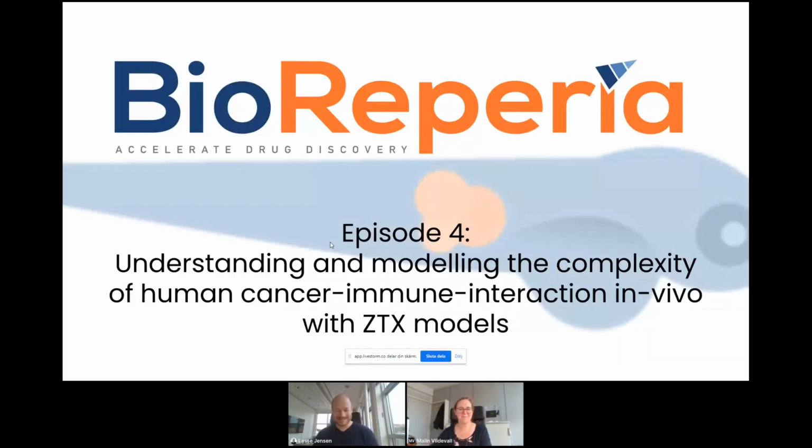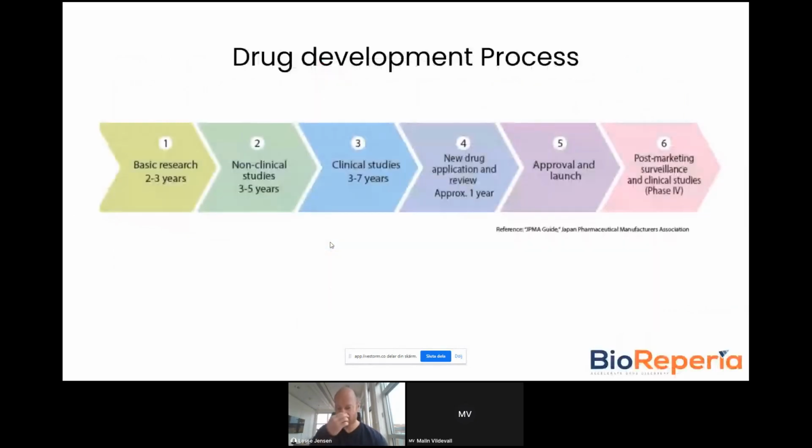Great, thank you. Yes, welcome to episode number 4. In this episode, I will be talking about immune oncology and how to understand and model the complexity of human cancer immune cell interactions using the ZTX models. So first, a little briefly about the drug discovery and development process. It's, of course, consisting of different steps. In this talk, we are mainly focusing on the preclinical or translational steps. Here, step number 2, before a drug is coming into clinical trials.